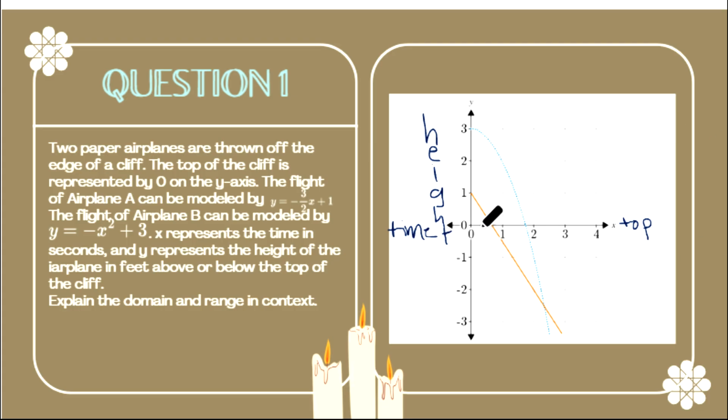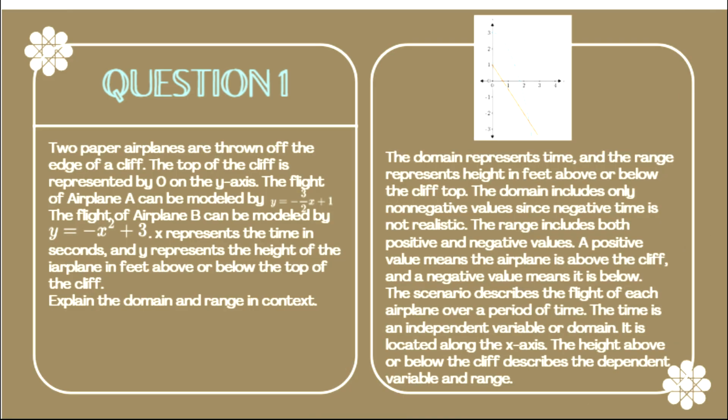So first of all, domain is the x-axis and range is the y-axis. The domain represents time and the range represents height in feet above or below the cliff top. The domain includes only non-negative values. So when we're dealing with time, we only have positive values. You can't deal with negative time.